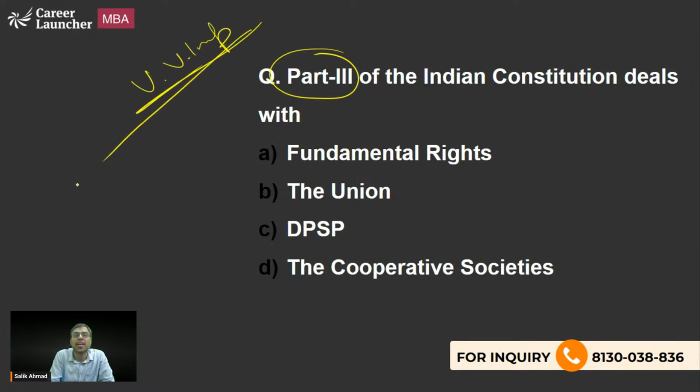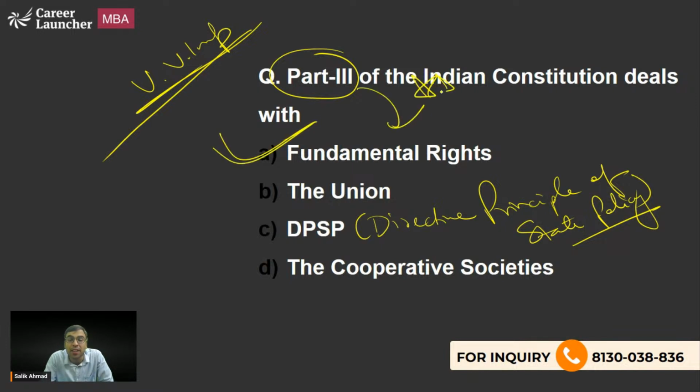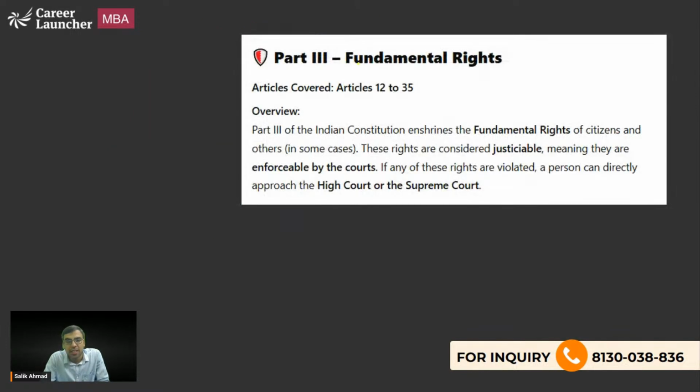So part 3 of the Indian Constitution deals with what? Fundamental rights, the union, directive principle. This is DPSP, directive principle of state policy. Or cooperative societies. What is the right answer? So the right answer is option A. Fundamental rights है part 3 में, बहुत important है. Fundamental rights are very, very important. ठीक है. So articles 12 to 35 talk about fundamental rights, part 3 of the Indian Constitution.